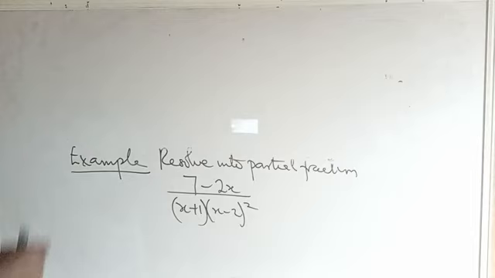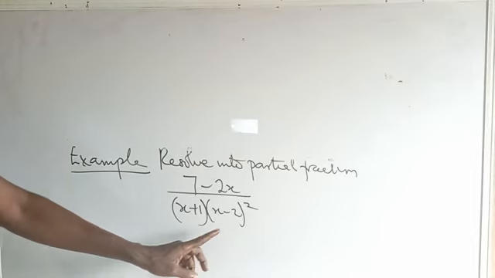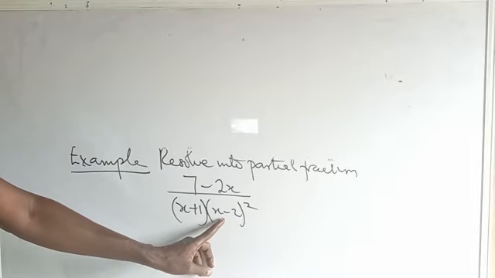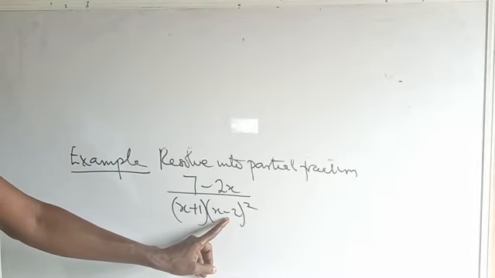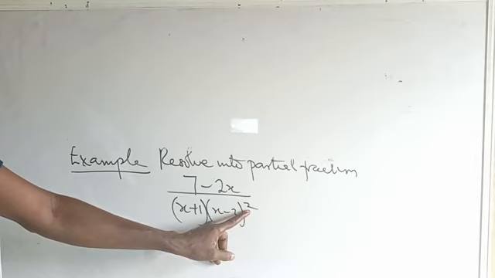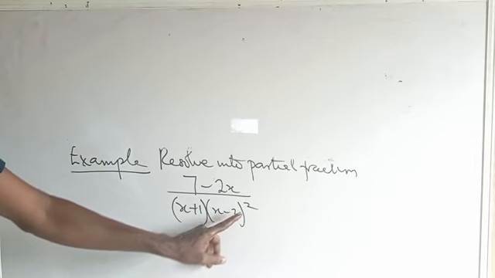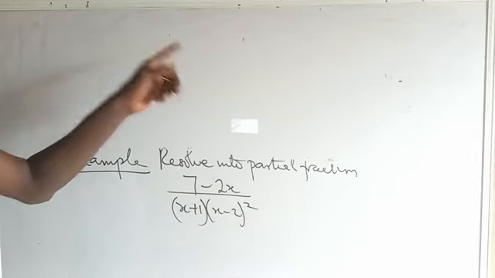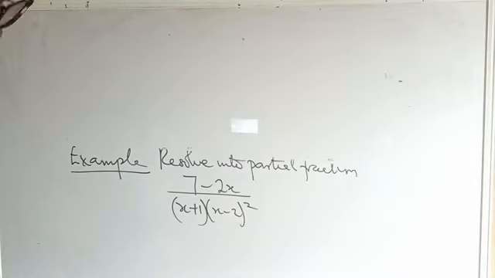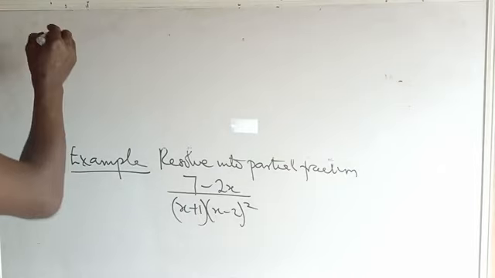To resolve this, we must observe that this particular factor is linear, but it is being repeated. Anytime you have a repeated linear factor, you are going to apply rule 4. Okay. So now let's go.